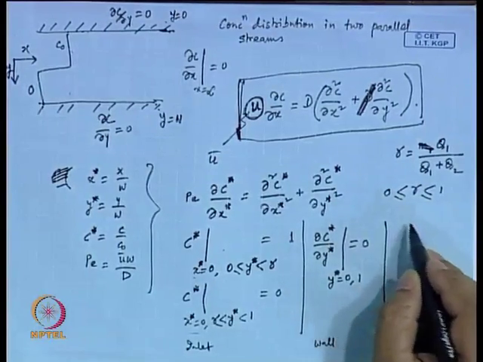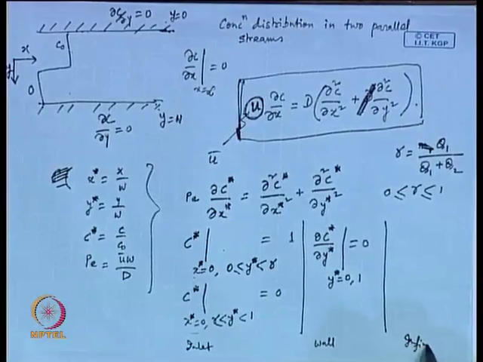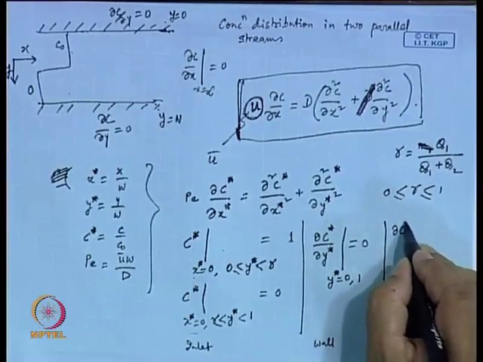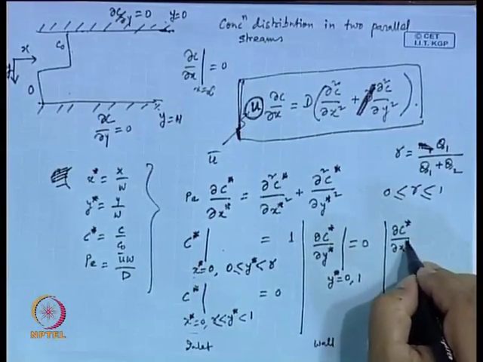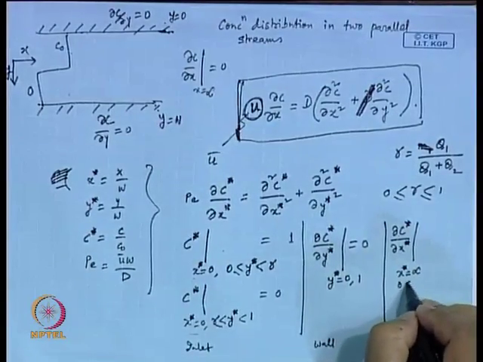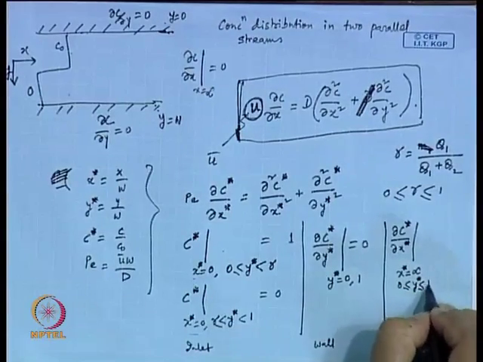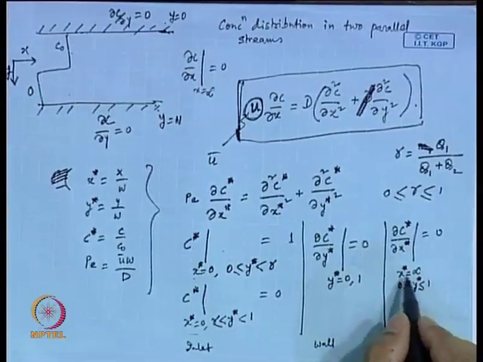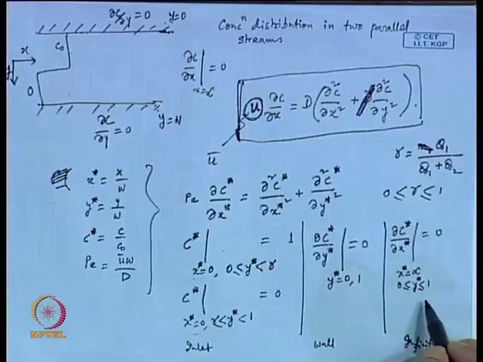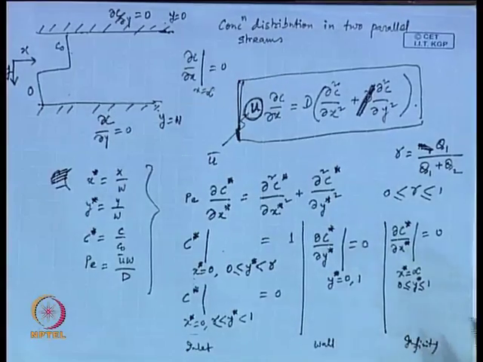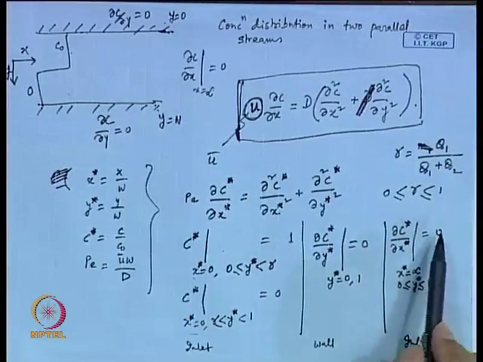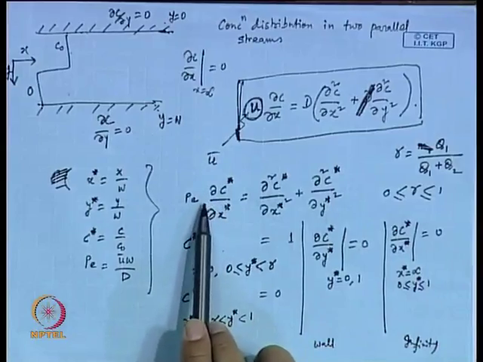Then other condition is at infinity, and there you have del C star del x star at x star is equal to infinity, 0 less or equal to y star less or equal to 1, this is equal to 0. So, by the time the two streams reach infinity, everywhere, whether y is within 0 to gamma or gamma to 1, the concentration is well mixed. So, concentration will stop changing. So, these are the boundary conditions and this is the governing equation.